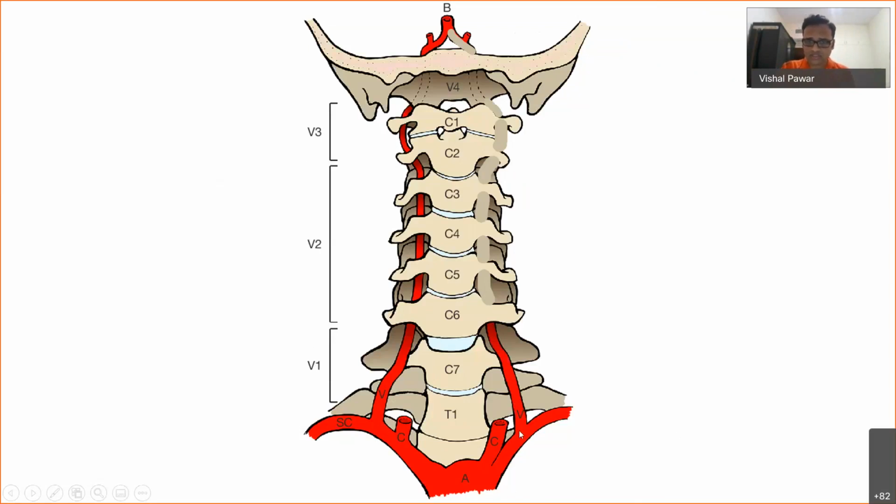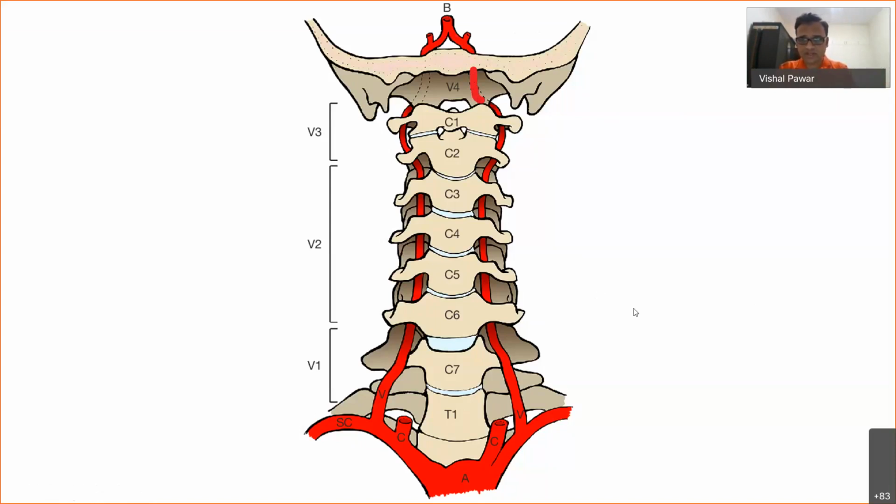V1 runs from the origin of the vertebral artery to the transverse foramen of C6. V2 runs from the transverse foramen of C6 to C2. The V3 part is from the transverse foramen of C2 until it enters the dura mater. Then V4 is the intracranial portion, until it meets the counterpart vertebral artery and forms the basilar artery.